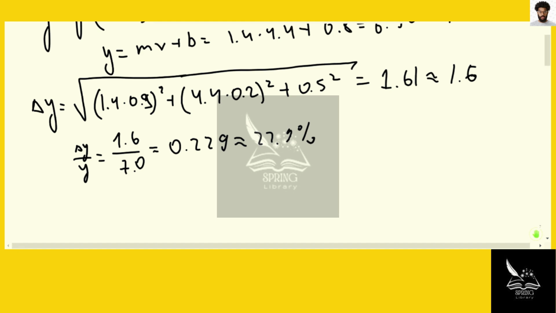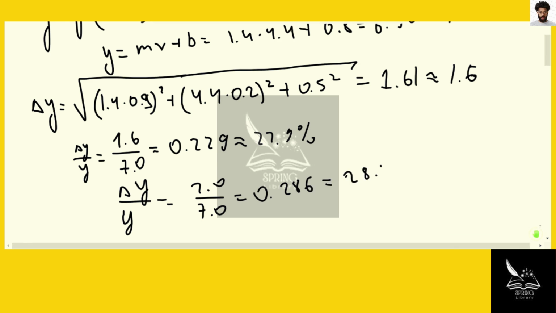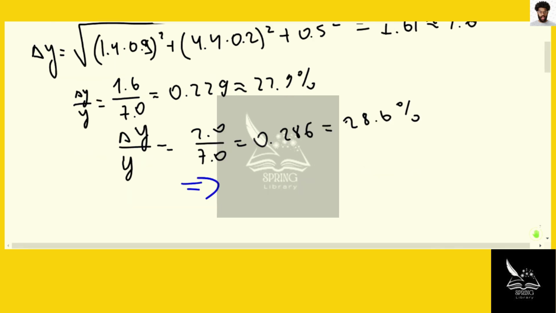But if we presume that delta y is 2.0, so if we round it to 2, the error will become 0.286, which is 28.6%. So we see that rounding introduces too much error. Therefore, we'll leave the uncertainty at 1.6. So this is the answer to this question, 1.6.